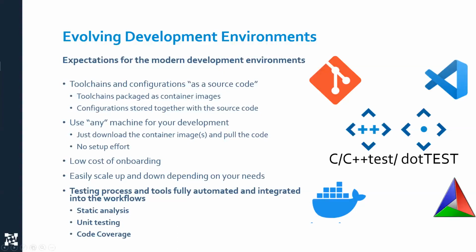And last but not least, the critical expectation now is that the testing tools and processes are fully automated and well integrated with the workflows and with the other tool chains. So create a feature branch, develop the code, test your code locally, run more extensive tests in the CI/CD, create the pull request, and be done. Static code analysis, coding standard compliance, and unit testing need to be a part of these workflows.